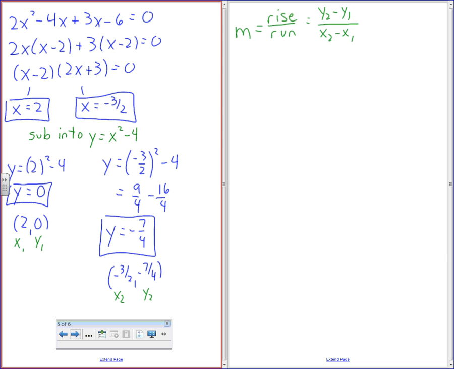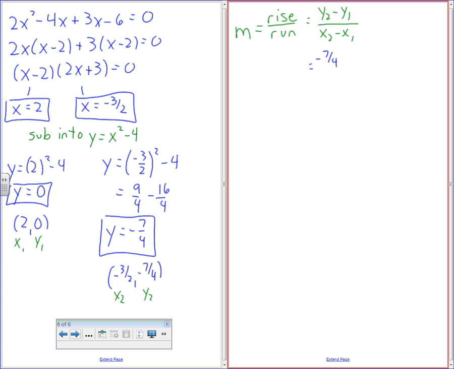Can I get someone to be brave now and to sub in those numbers in the equation for me? One person in the whole class remembers this. Good. So -7/4 minus 0, divided by -3/2 minus 2. Is this coming back from grade 9? I'm seeing nothing from you guys here. This is going to be a long semester if you guys don't play along. Does this look familiar to anybody? Yeah. Thank you. Good, two people.